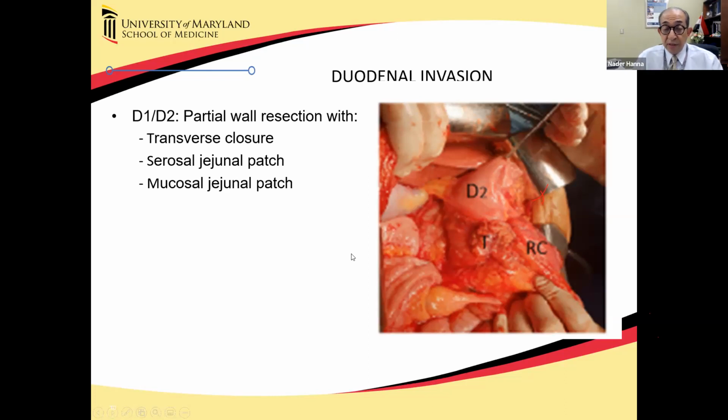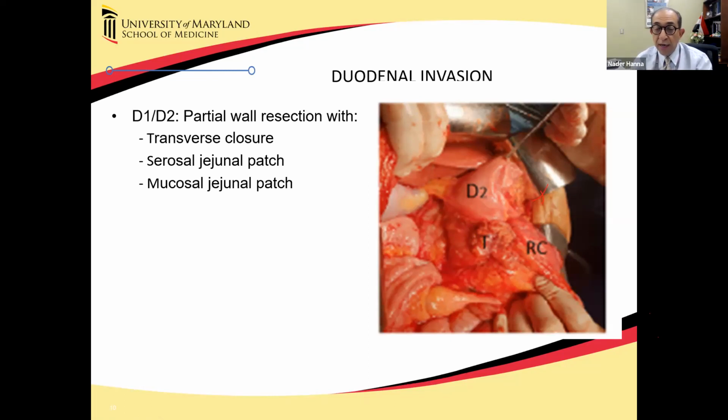So what are the options? The options are, of course, you would resect that part of the duodenum, and depending on the size of the defect as well as the location, you can either close primarily in a transverse fashion to avoid stricture, you can do a serosal jejunal patch, but one quite frequently forgotten approach is the mucosal jejunal patch, which I'm going to explain to you.